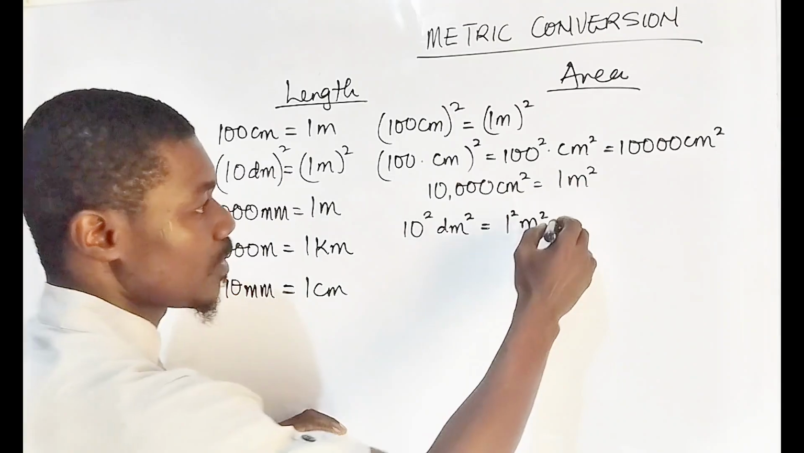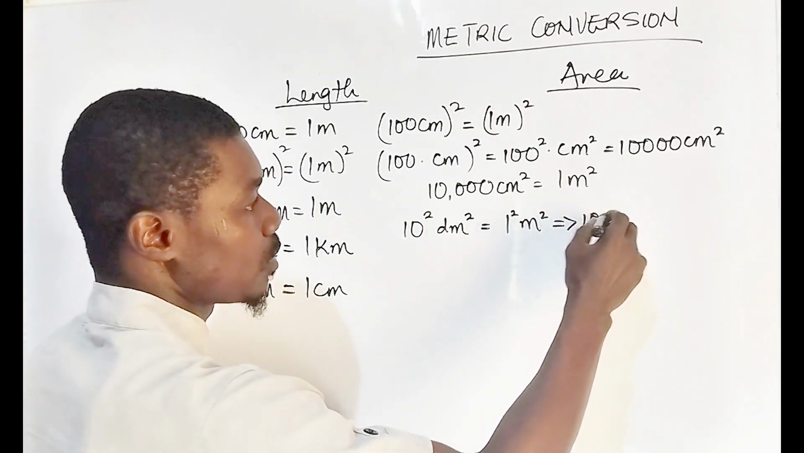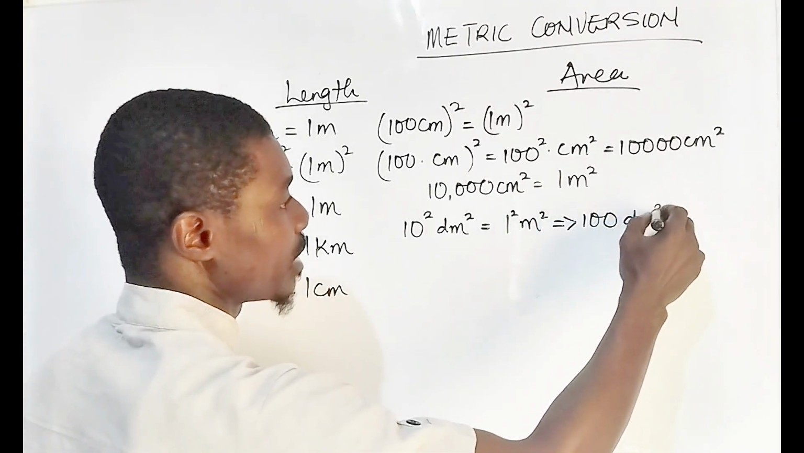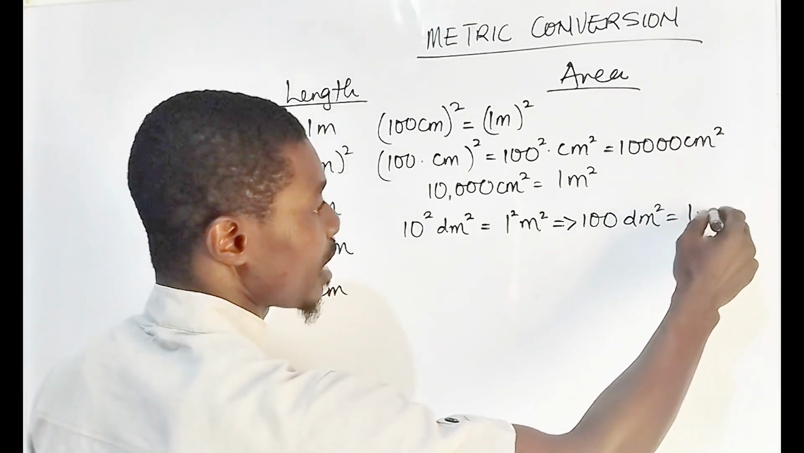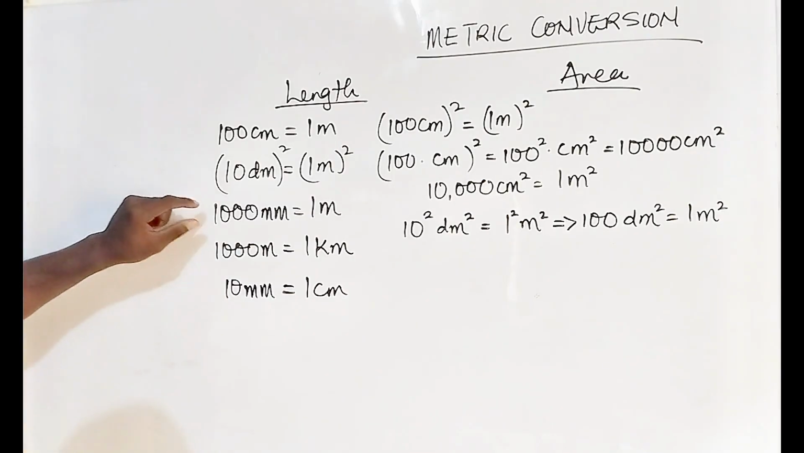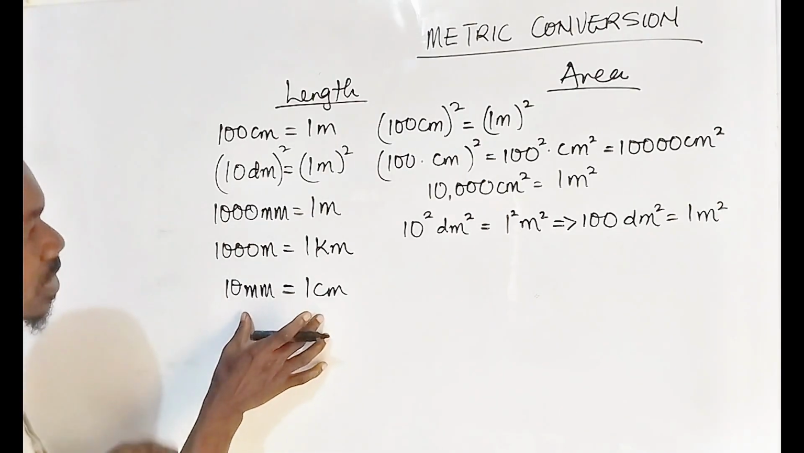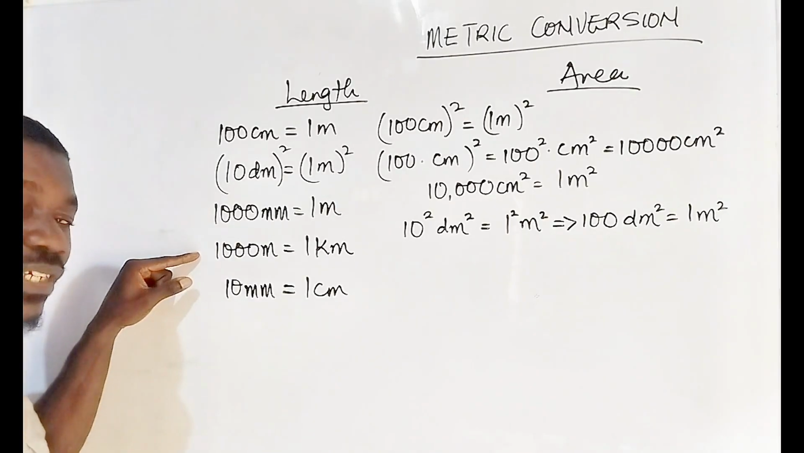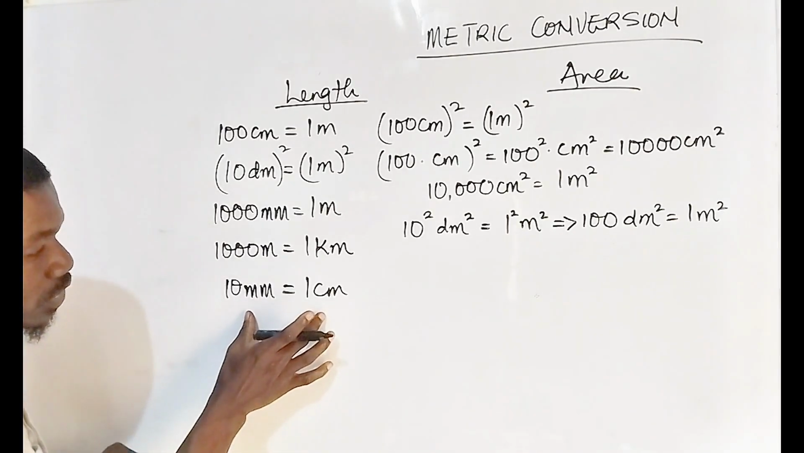So this will give us 100 decimeter squared equals what? 1 meter squared. I hope that's clear. Now the same thing. Okay, let's just move to this. You do one and drop the answer in the comment section. So let me just do this.